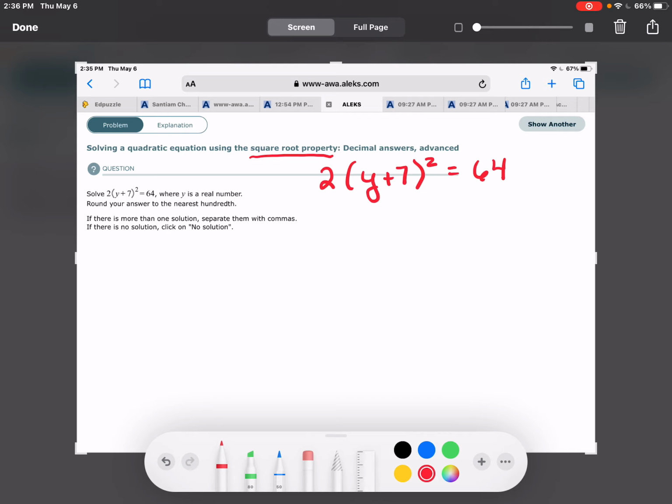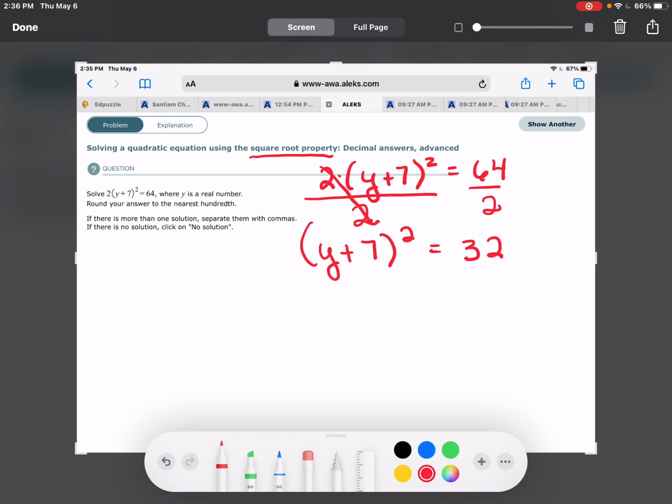equation by itself. So the first thing we're going to do is to try to get rid of that times 2. So we're going to divide by 2 on both sides. And we're going to end up with y plus 7 squared equals 32. That's a bit disappointing because 64 was a perfect square before we messed it up. But we need to get that squared thing all by itself.